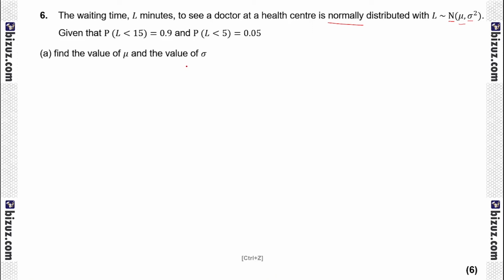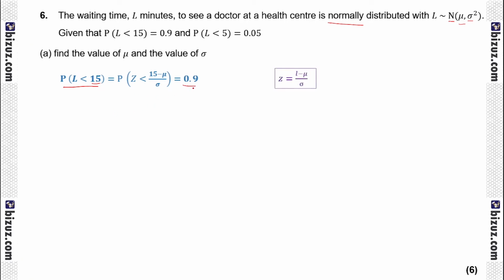All right. So first of all, we have the probability of L less than 15 is equal to 0.9. That's given. But we cannot just work with any normal distribution with any possible mean and standard deviation. We can only work with the values of the standard normal distribution. That's why we need to convert this value to the corresponding value for the standard normal distribution.